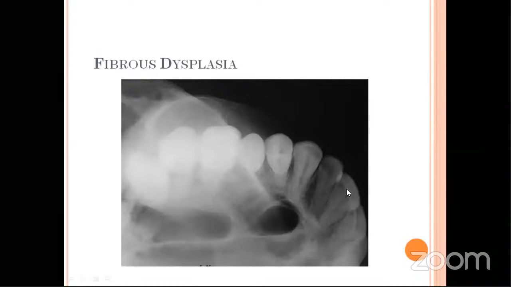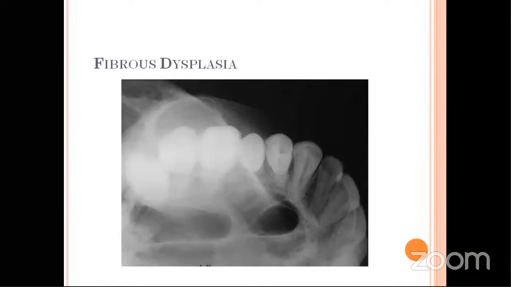So here you can see a lateral occlusal radiograph which shows a difference in the density of the bone. There is no uniform trabecular pattern, there is a different pattern, but there is no demarcation. It continues on without any demarcation. Okay, so this is more likely to be fibrous dysplasia.